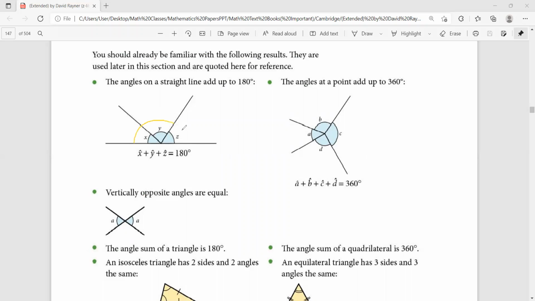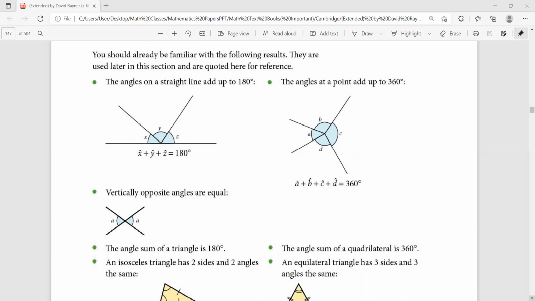That means, according to this diagram, I will change the color. According to this diagram, if I add x plus y plus z, that should be 180, right? So that's the first theory. And the second one, the angles at a point add up to 360. That means according to this diagram, you have four angles: angle A, angle B, angle C, and angle D. When you add these four angles, the sum should be 360, right? So that's the second theory.